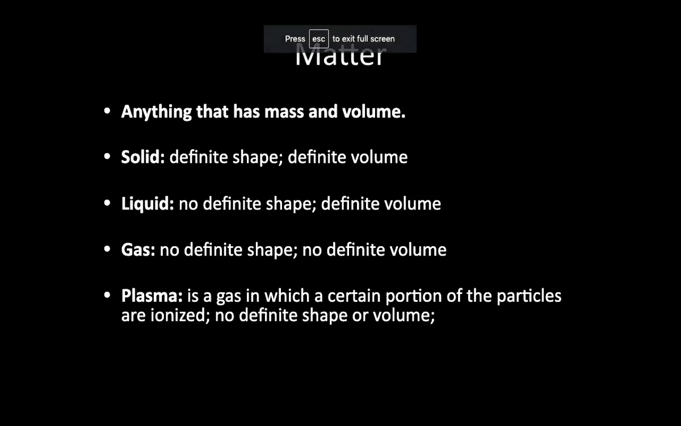Okay. All right. So today we're going to talk about the sun. But before we get into that, the first thing we need to know is matter. So this is a little bit of the basics of chemistry. Okay. So anything that has mass and volume is matter. There are solids, liquids, gases, and plasma. So solids have a definite shape and a definite volume. Give me an example of something that would be solid.